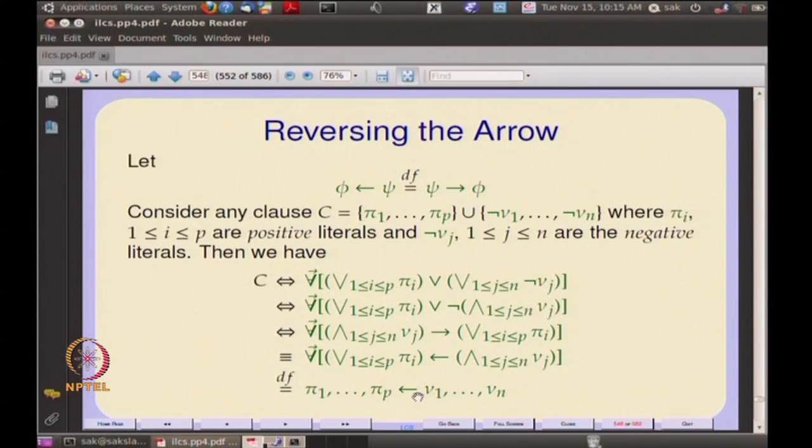So, to the left of the left arrow, the commas indicate a disjunction, or, and to the right of the left arrow, the commas indicate a conjunction. So, you are taking a conjunction of nu 1 to nu n, here you are taking a disjunction of pi 1 to pi p, and you are saying that this disjunction of pi 1 to pi p is true if this conjunction of nu 1 to nu n is true, subject to an implicit universal closure of all the free variables.